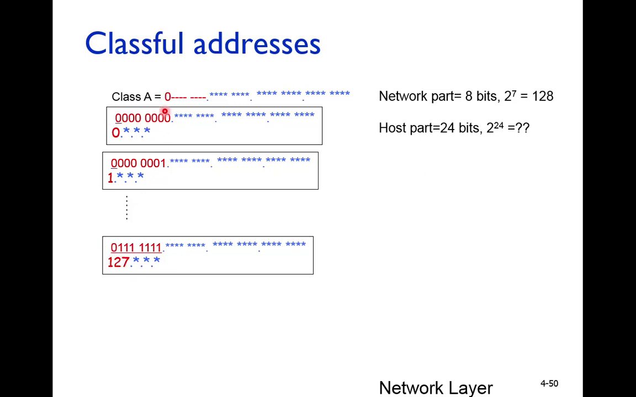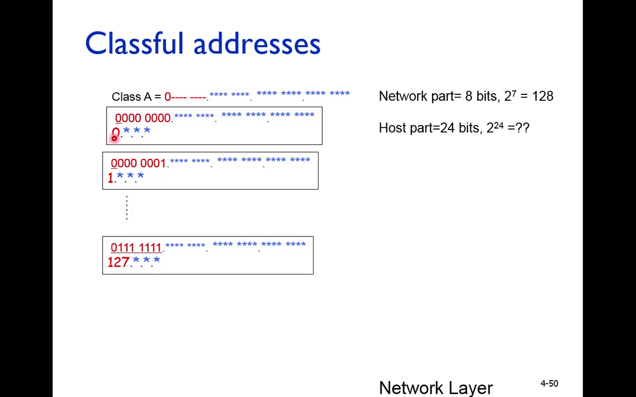So in class A addresses, the first bit of the first byte is always 0, and the remaining 7 can be 000, 0010, and so on. So what are the possible options? The first byte is reserved for the network part, and the remaining 3 bytes are the host part. You can see that the network part contains 8 bits, the first byte. But in these 8 bits, the first bit is always 0. So how many bits are remaining? 7. So there are 2^7 possible values for the first byte.